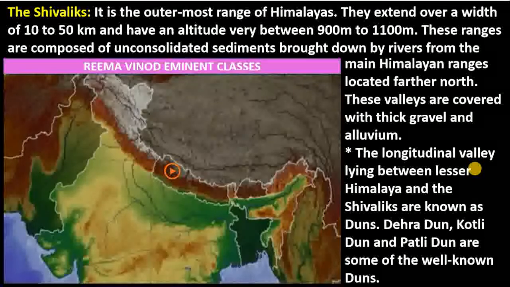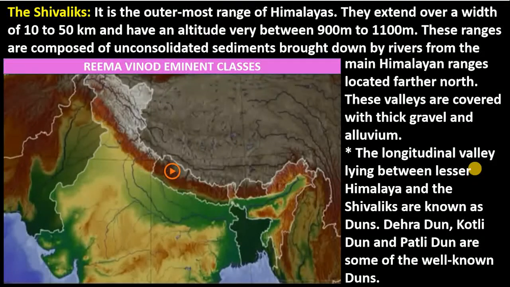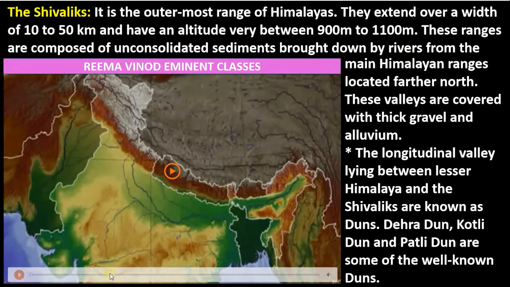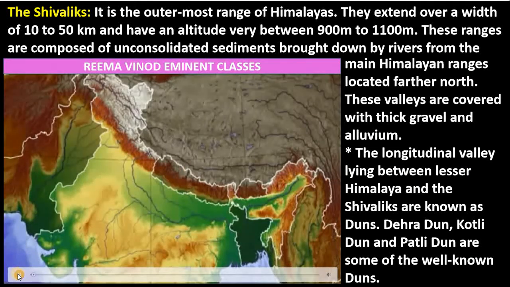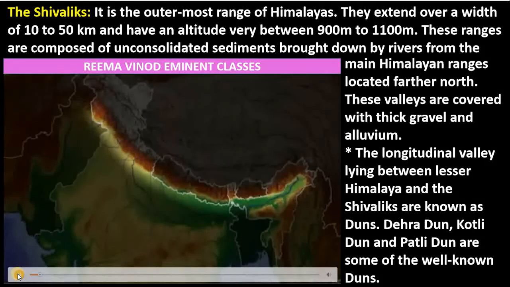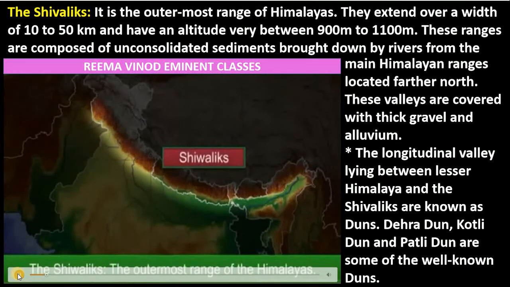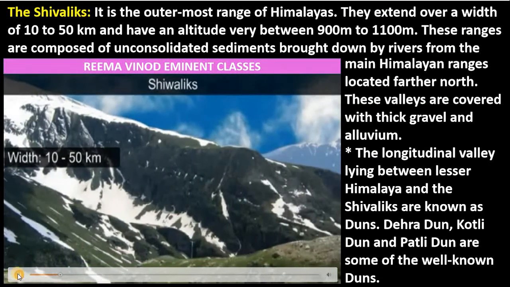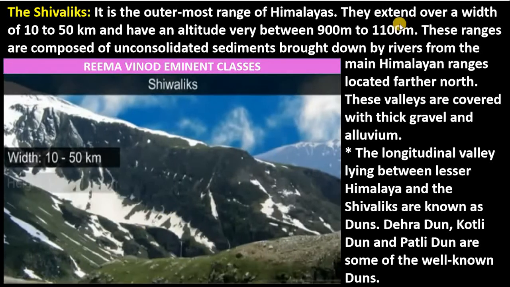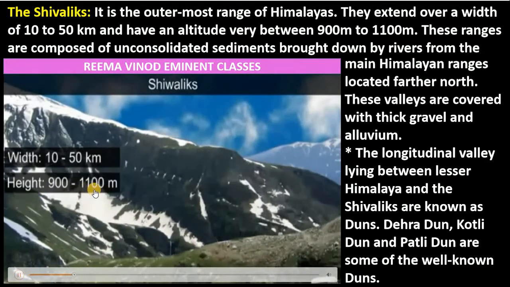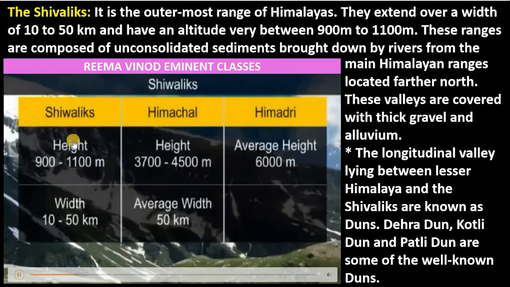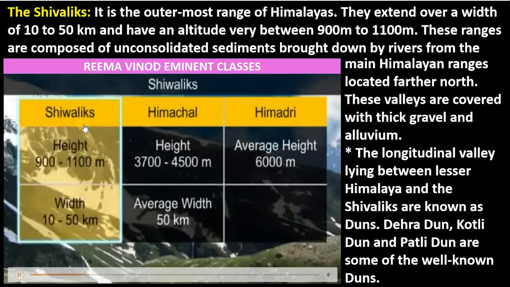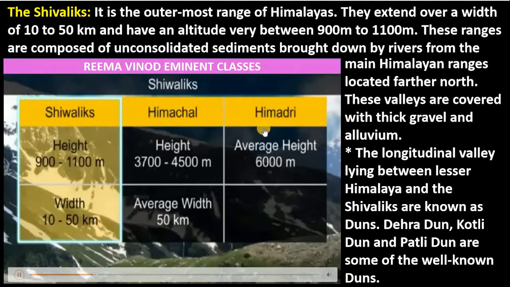Now about Shivaliks. Shivaliks are the outermost range of Himalaya, lying in the very south of Himalaya. They extend over a width of 10 to 50 kilometers, and the altitude varies between 900 meters to 1100 meters. You can compare the heights of Shivalik, Himachal and Himadri.